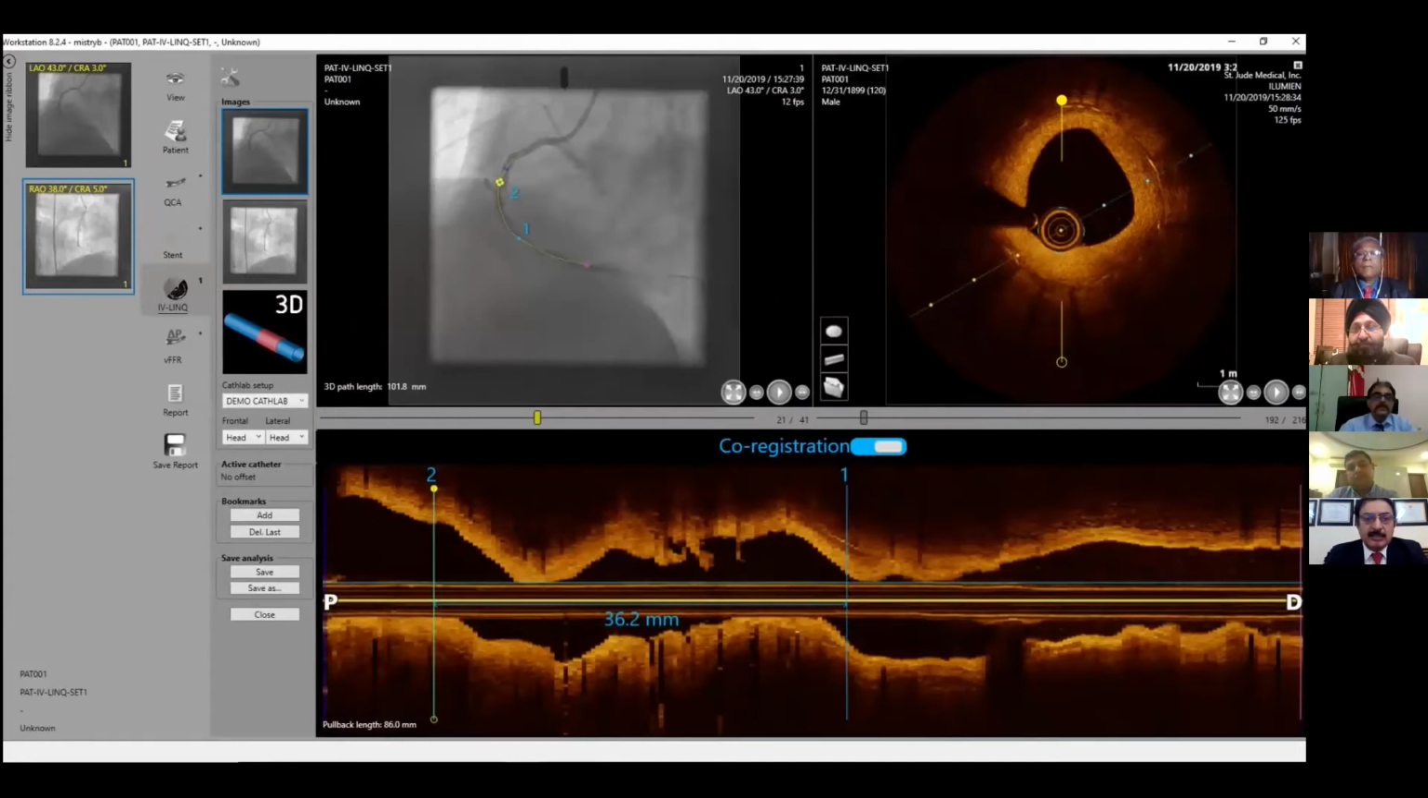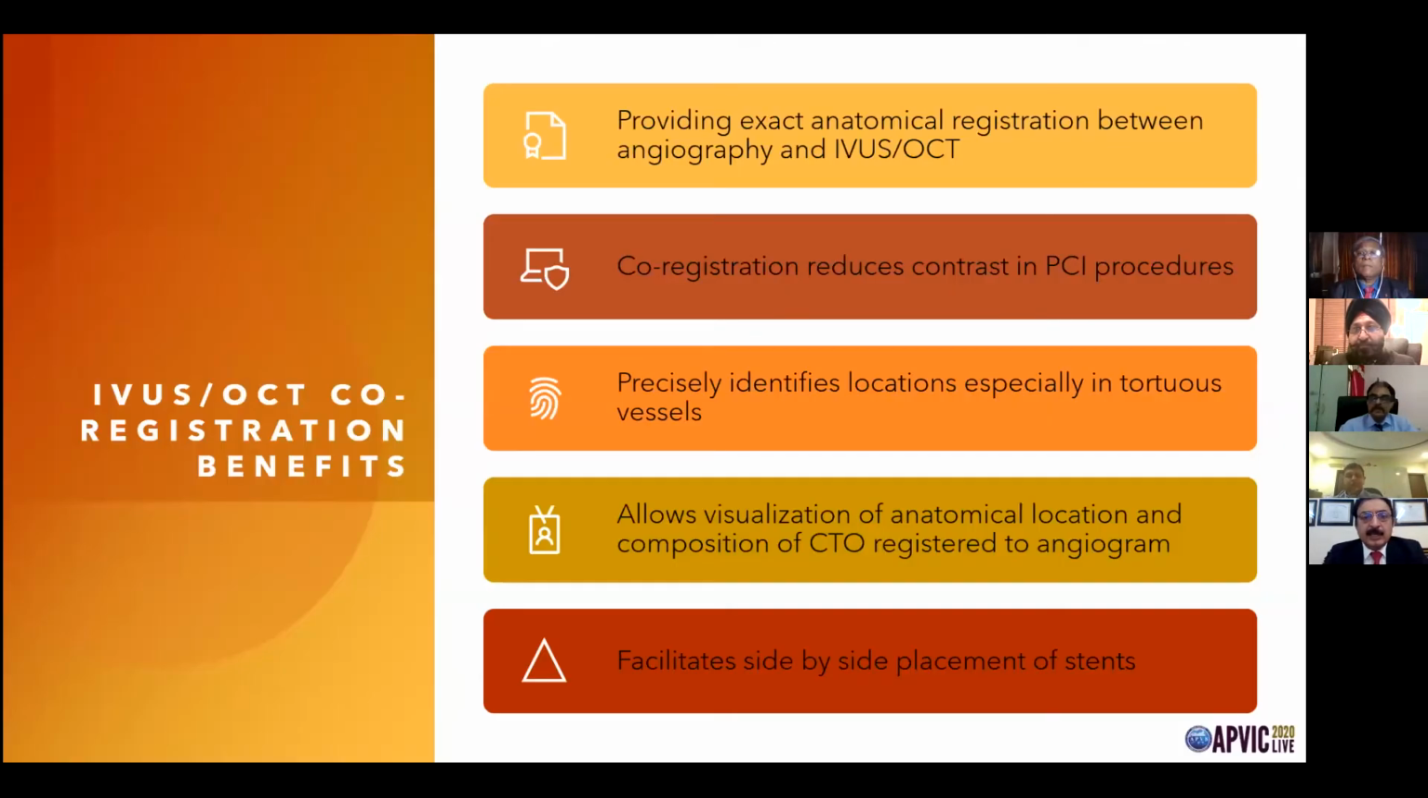The same thing can actually be seen on OCT. This is the OCT co-registration with an angiogram. And if you can combine both, it adds to much more accuracy and a user-friendly mechanism. So providing an exact anatomical registration between angiography, OCT, and IVUS, that was the need of our ideal iCath suite, which will integrate this.